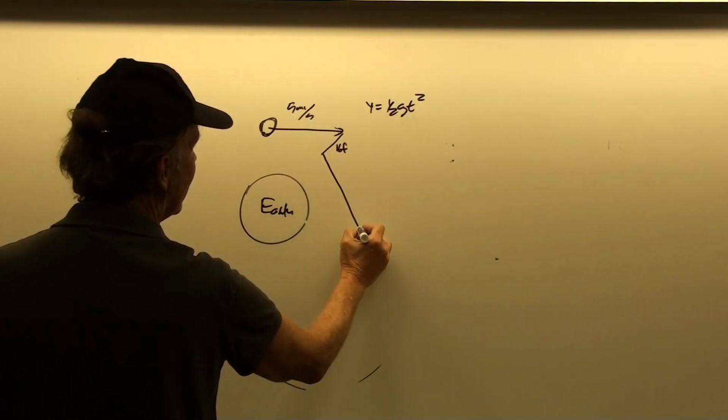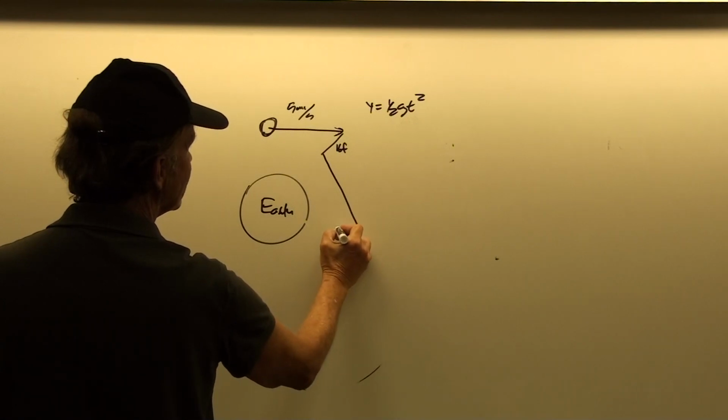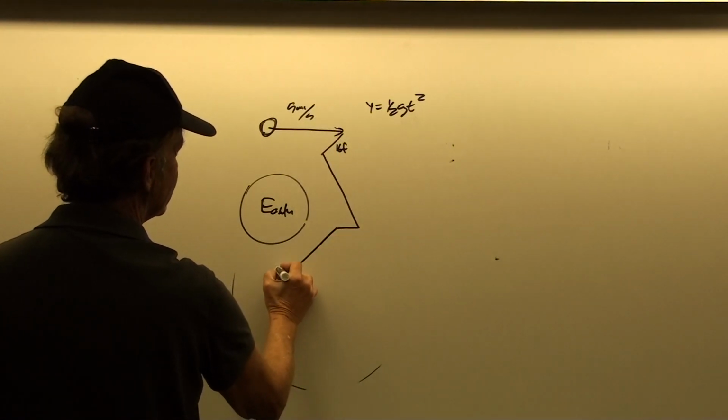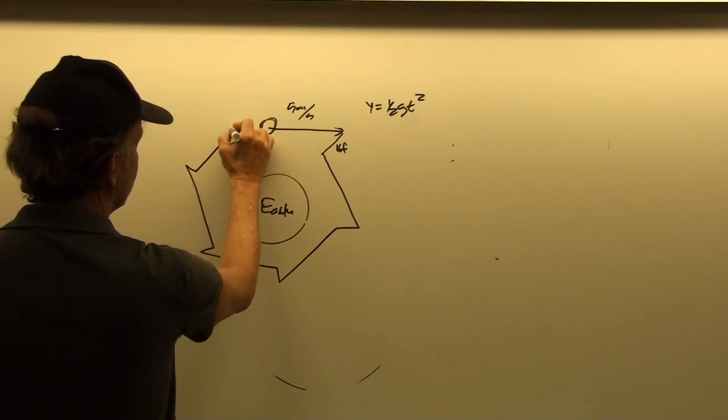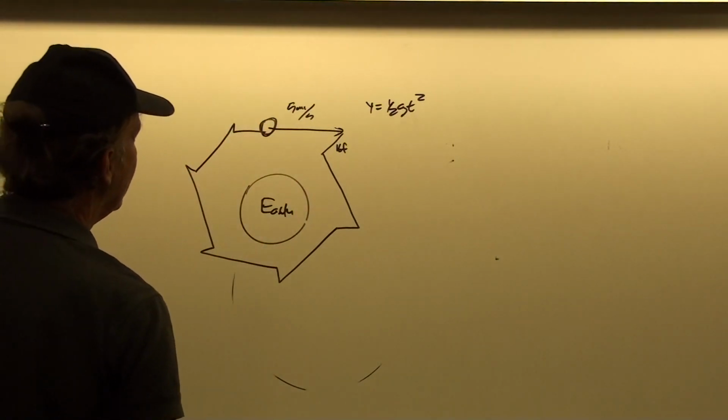So you go 5 miles, fall 16 feet. 5 miles, fall 16 feet. All the way around.